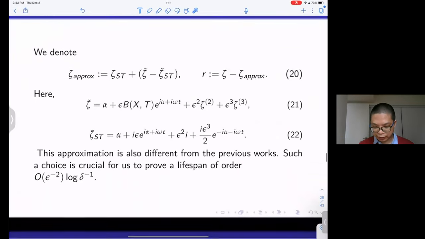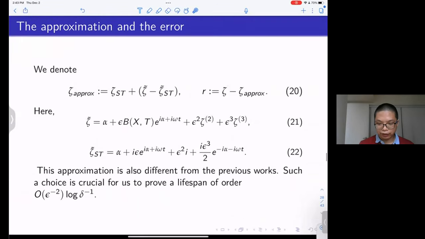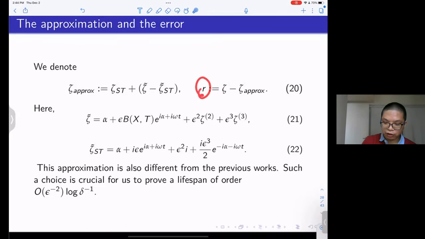Then here I can briefly discuss how to propagate the instability from the nonlinear NLS to the water wave problem. So we need to construct some approximate solution. These are just truncations of the expansion, and we can build our approximate solution based on this truncation and the original Stokes wave. Then we look at the error term produced by this approximate solution, and for this error term, we can prove that it's under control on this time scale.